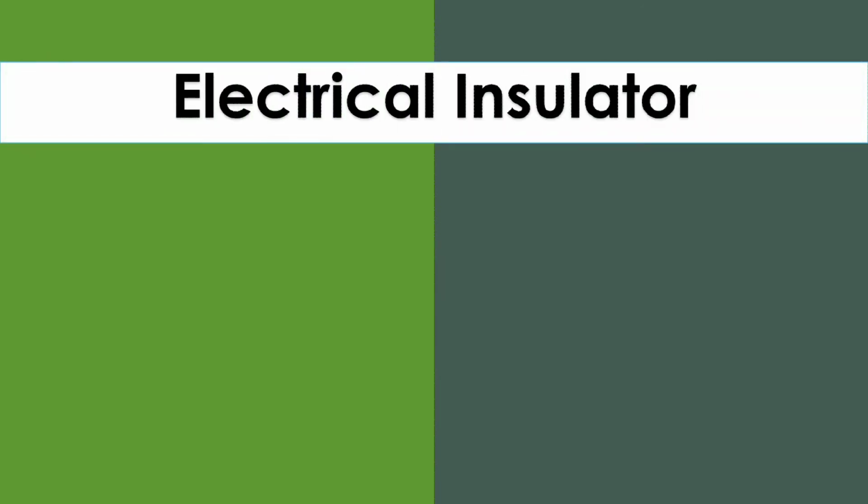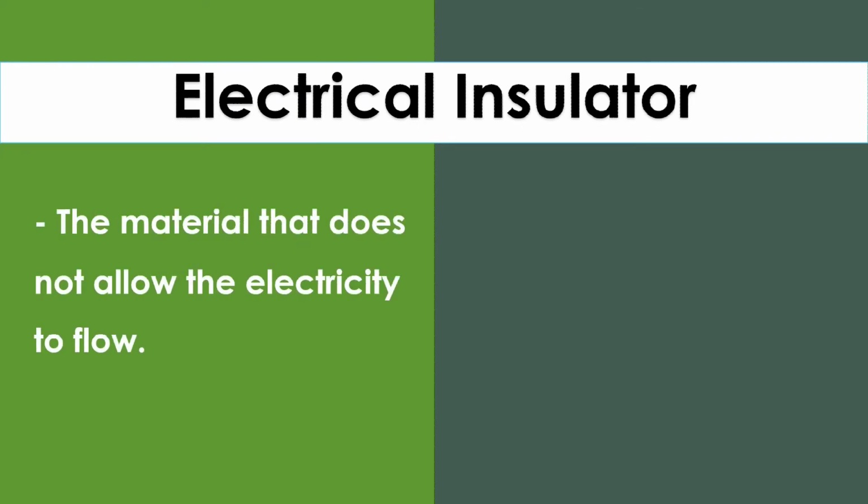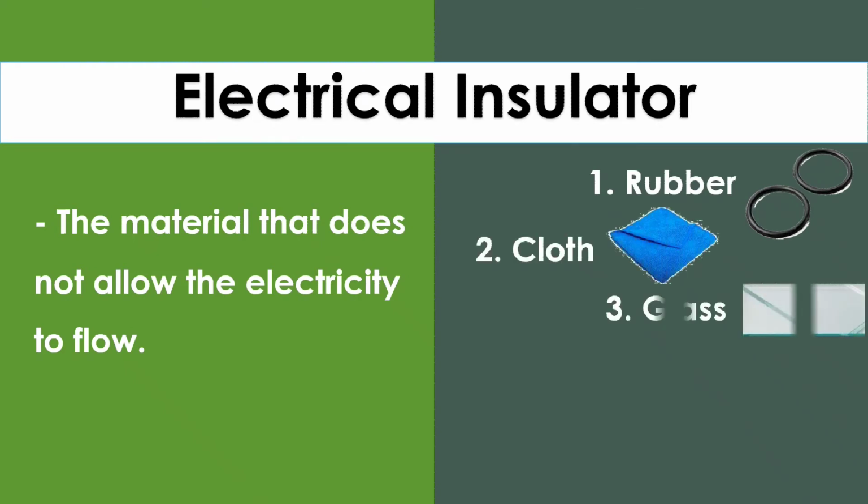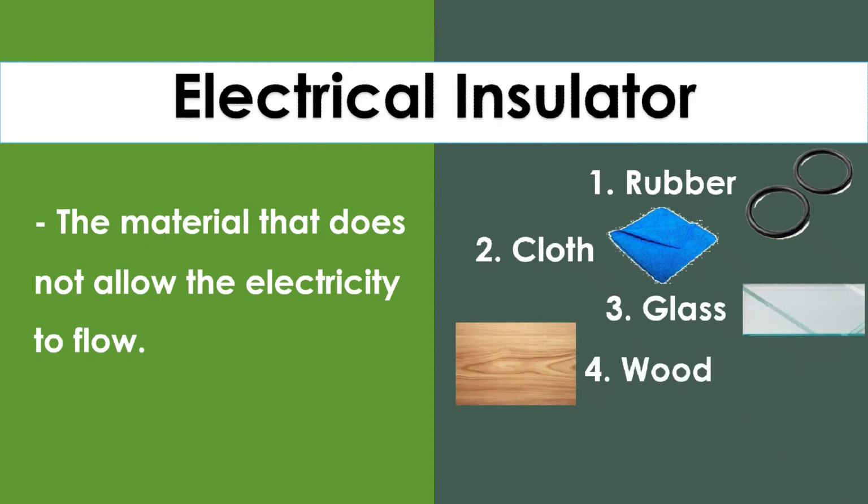And now let's go to electrical insulators. Electrical insulators are the materials that do not allow electricity to flow. So we have here examples: rubber, cloth, glass, wood, and the last one, plastics. These are examples of electrical insulators, meaning if you use these things, electricity will not work.